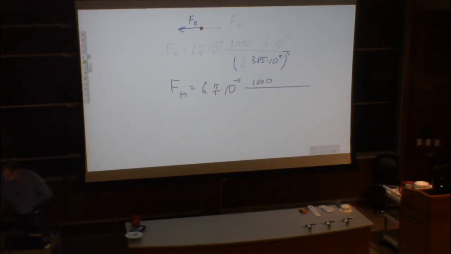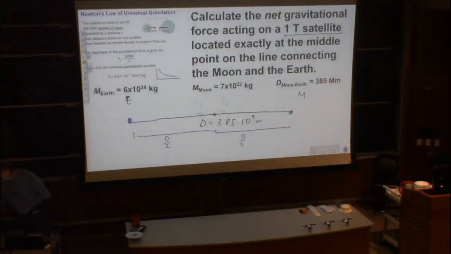Same satellite, same distance. This part is about using your calculator. The mass of the Moon, 7. That's going to be newtons. And of course, if we check the numbers, this number will be stronger, larger than that number.